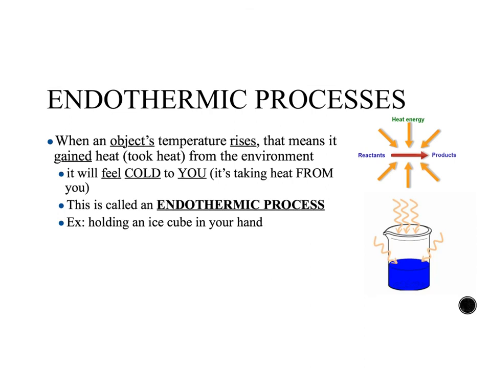Now, the opposite is what we call an endothermic process. An endothermic process is when an object's temperature rises. So what that means is that object is sucking or gaining heat from the environment. So over time, the object's temperature is going to increase because it's getting heat from its environment. So what this means is that it's going to feel cold to you. Okay, and the reason why it feels cold is because it is taking the heat away from you. All right, so heat is being transferred from you to it because it is gaining heat, and therefore its temperature is rising. So this is what we call an endothermic process.